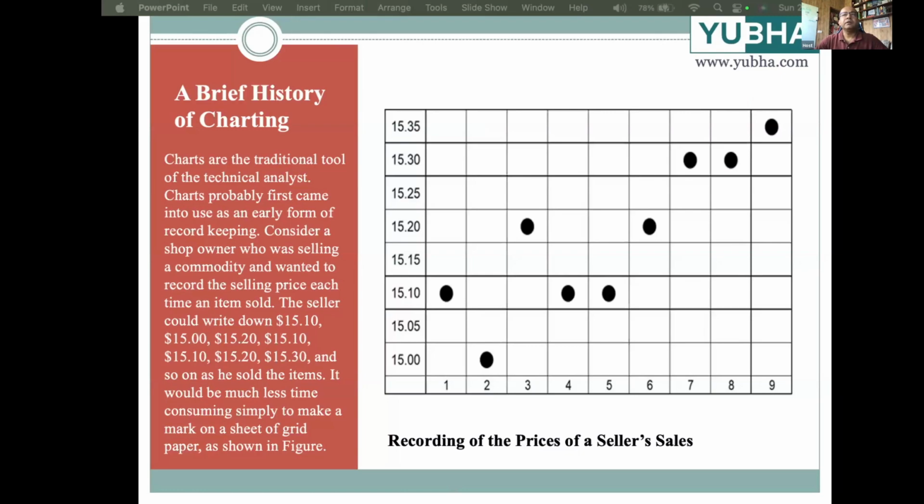Yeah, chapter 2.1, an overview of charting. And we'll try and complete this and the next chapter, which is on x-axis, in today's class. If not, we'll cover that in the class later in the evening.